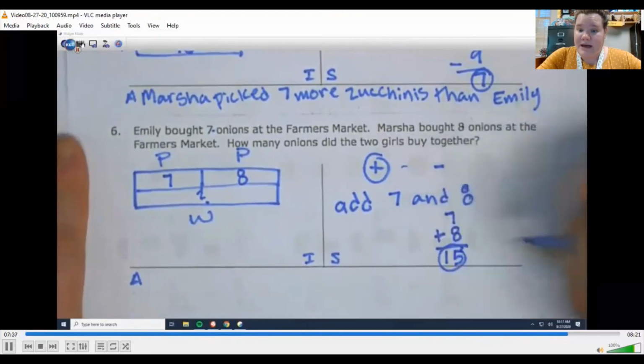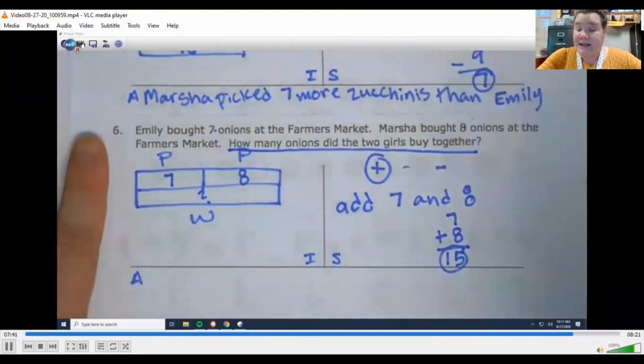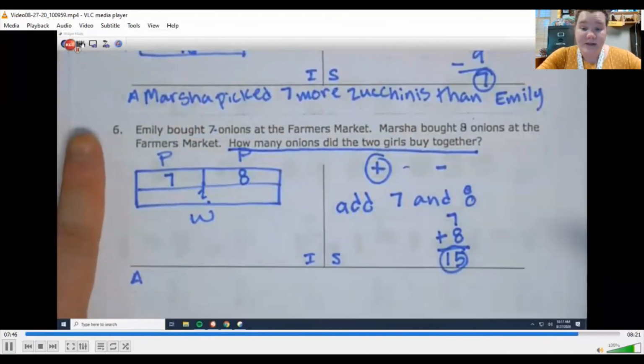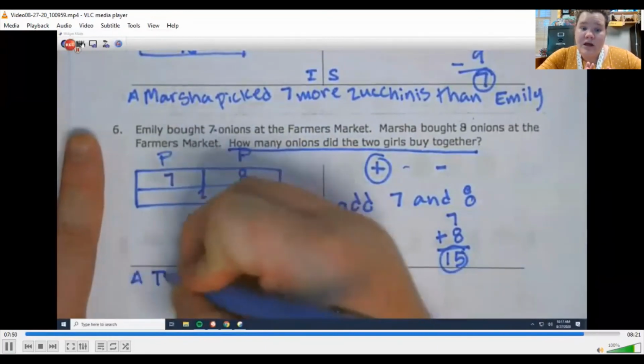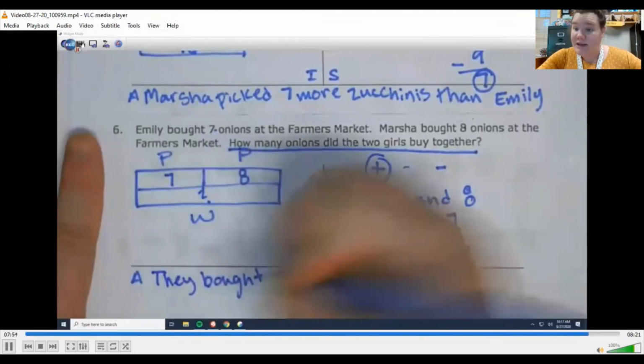Then I'm going to look at my question, which was, how many onions did the 2 girls buy together? And so I would form that into an answer, a word answer, and say, well, they bought 15 onions altogether.